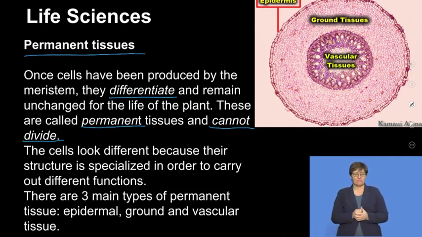If we look at this picture, this is a picture of a root cut open, and we can see the cells on the outside have a particular appearance. The cells on the inside look different, and those right in the center look completely different. And that is because these are the three different types of permanent tissue that we are going to be looking at in the next segment of this lesson.